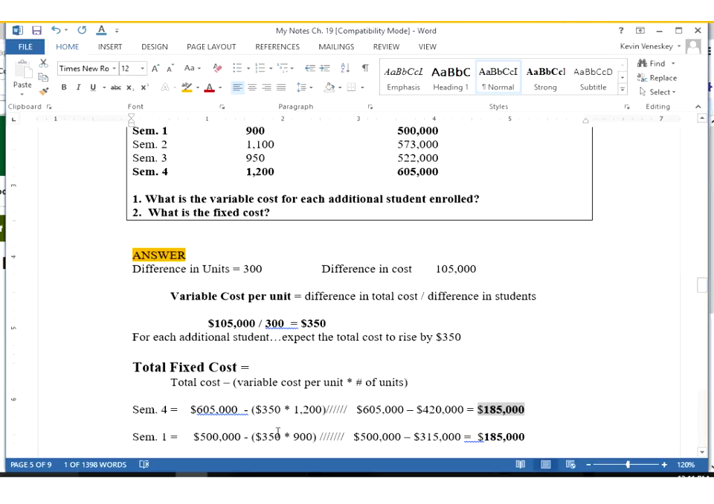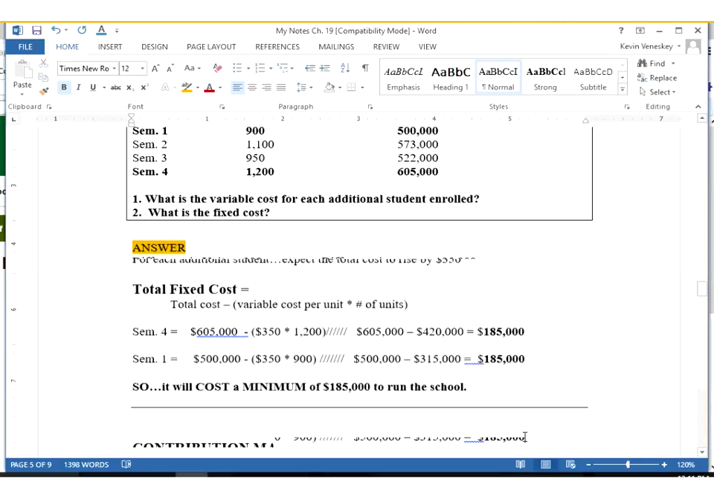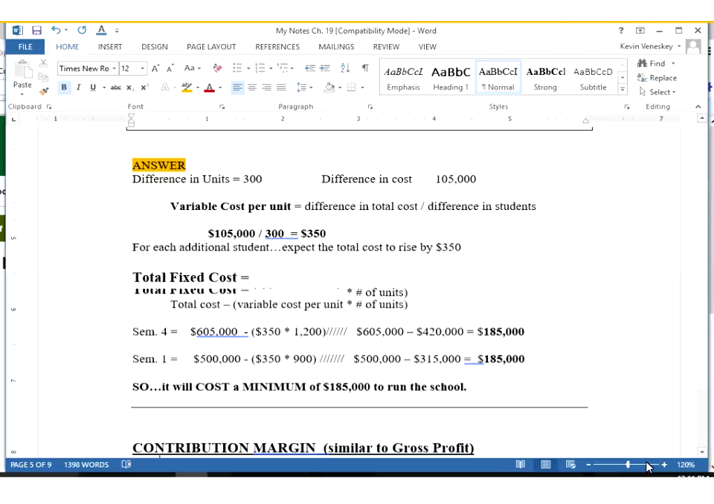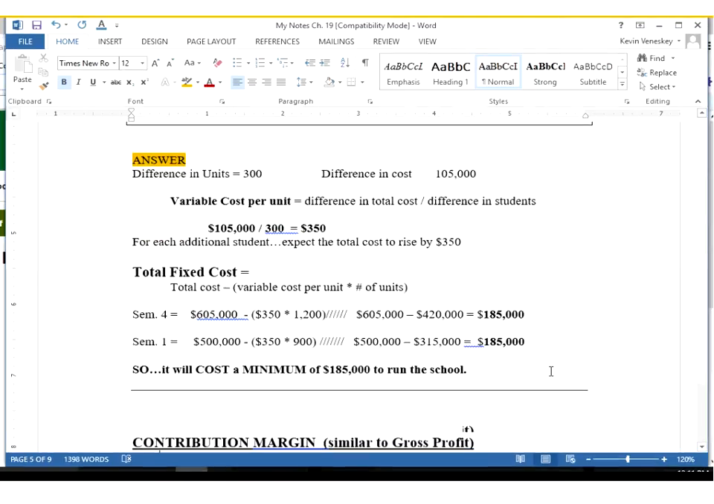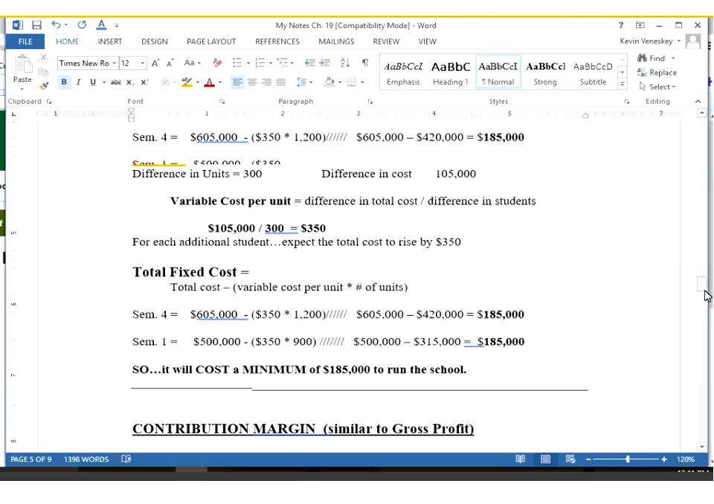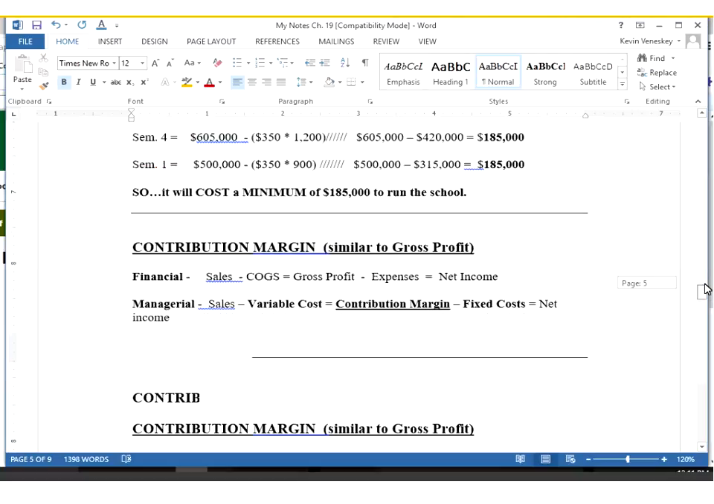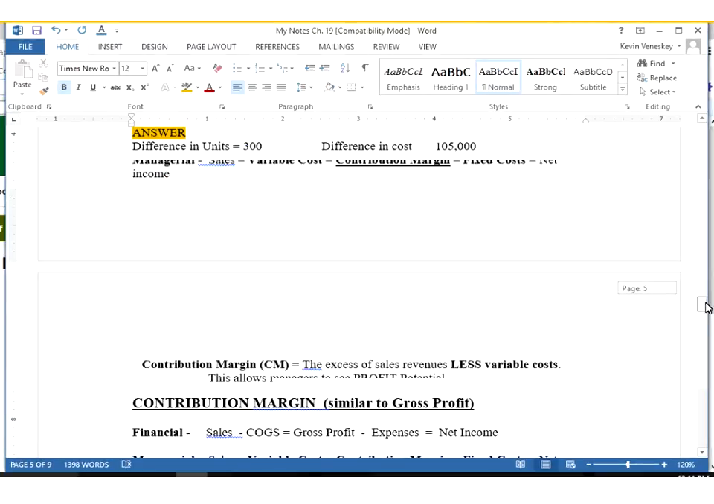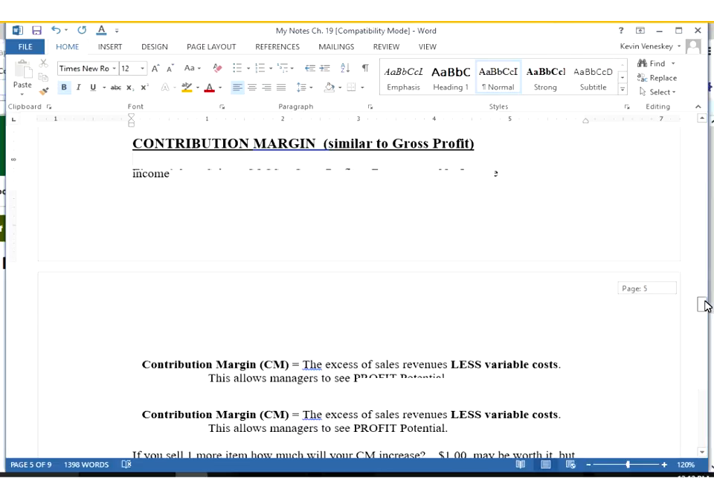I do the same work here for semester one. The total cost minus what it costs per student times the number of students, and it's $185,000, just to show that it works no matter which semester we use. Our fixed cost is $185,000. So I was easily able to determine my variable and fixed cost.